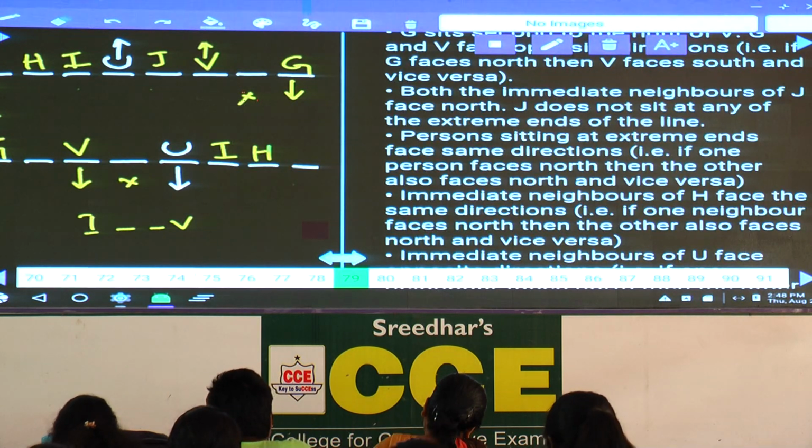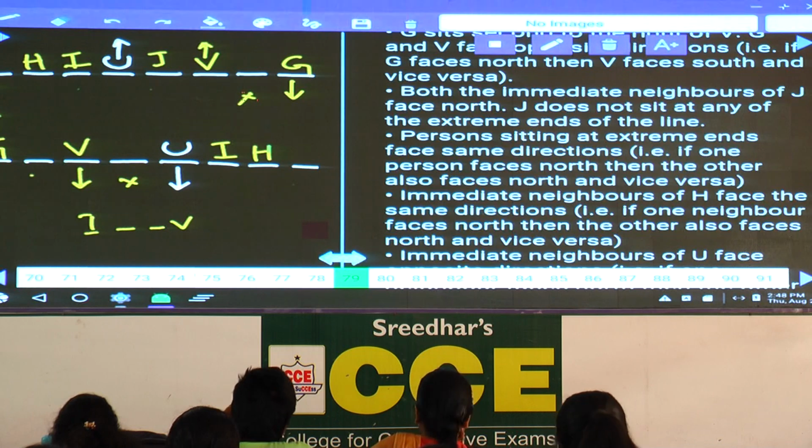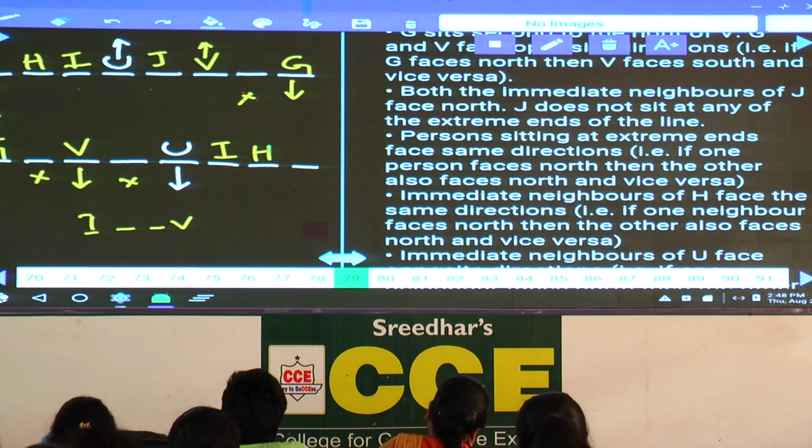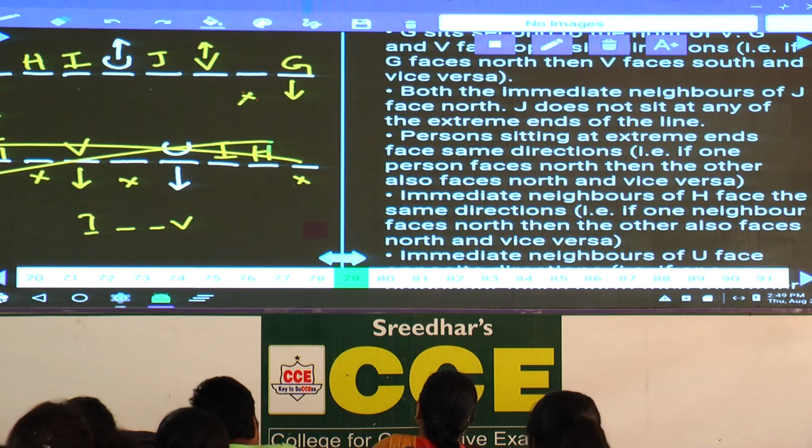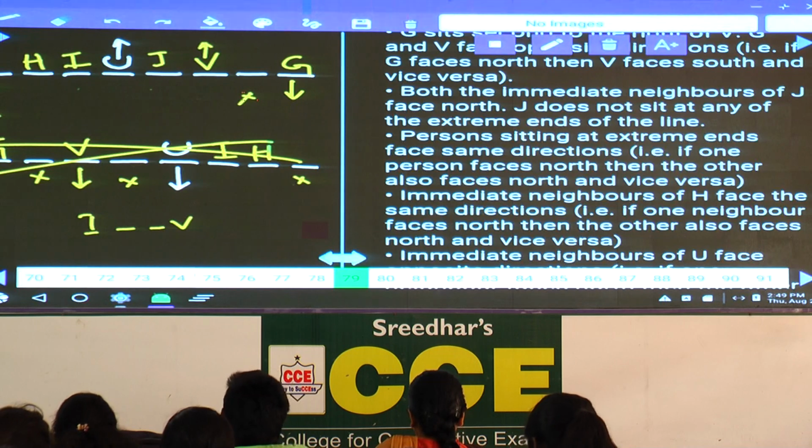Both the immediate neighbors of J are facing north. Hence, J cannot be here because V and U are facing south. J cannot be here because V is facing south. And J cannot be here. Hence, in the second case, there is no place left for J, and the second case is ruled out. Now we are left with only the first one.